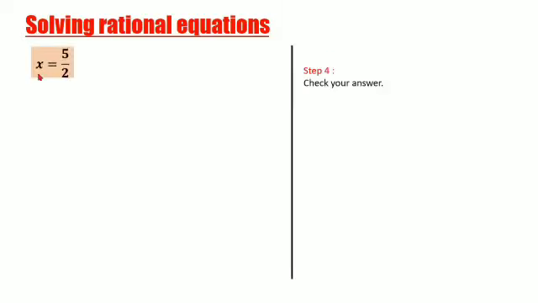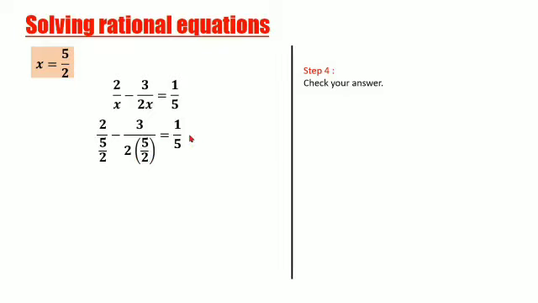Now for the final step, we need to check our answer. For x is equal to 5 over 2, all we need to do is to write our rational equation and substitute the value that we have here to all the x that we have in the equation. Just like this one. We have 2 over 5 halves minus 3 over 2 times 5 halves is equal to 1/5.